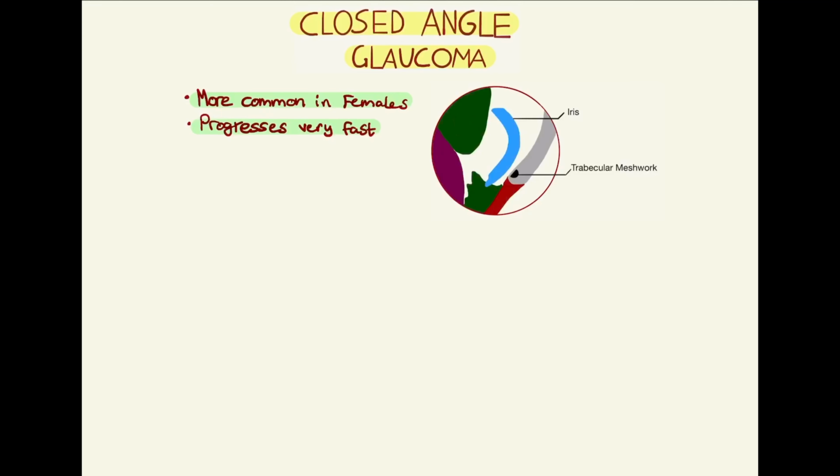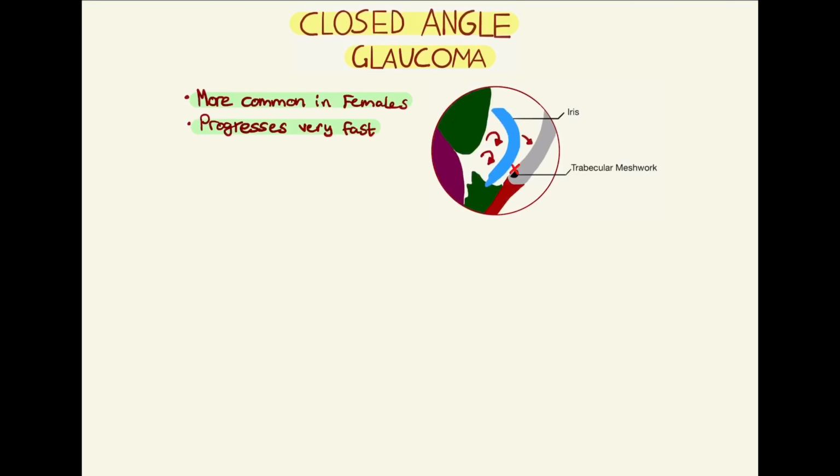In this form of glaucoma, the trabecular meshwork, which is the drainage channel for the fluid in the eye, becomes blocked by the iris. This happens because of restricted flow of fluid through the pupil. This then increases the pressure behind the iris, pushing the iris forward onto the trabecular meshwork and blocking the trabecular meshwork so no fluid can be drained.